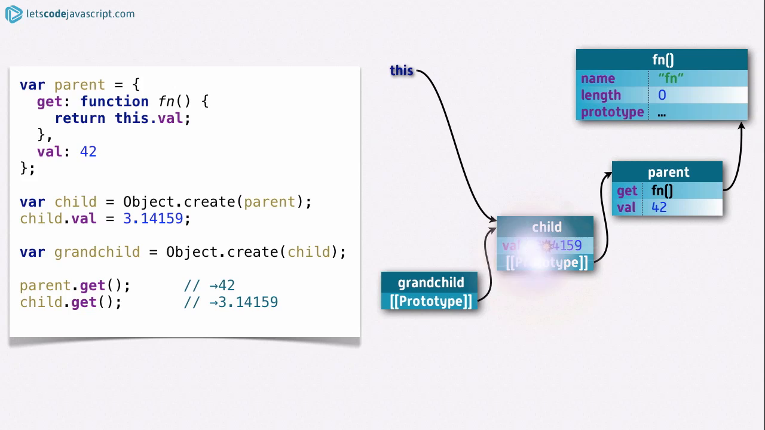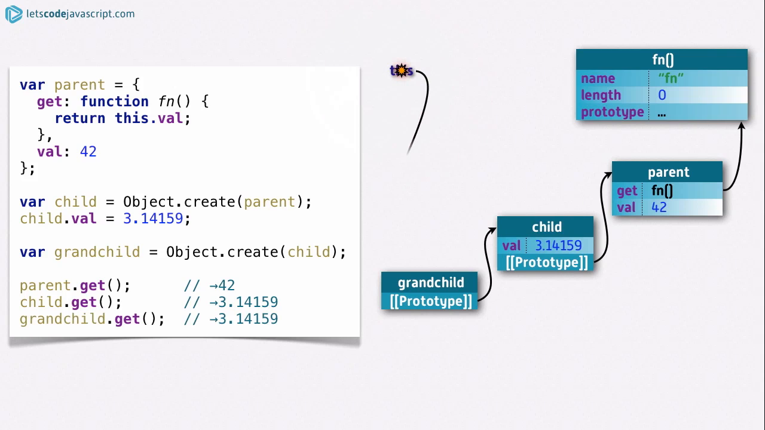JavaScript will go as far up the prototype chain as it needs to go in order to find a property. So if we said grandchild.get, then JavaScript will look for get on the grandchild. It won't find it, so it'll go up to the prototype, look for get on child. It won't find it there, so it'll go up to parent, look for get there, and find it. It'll call the function, try to return this.val. So again, it will go back to grandchild, look for val. It won't find it. It'll go up to the child, look for val, find it there, and return 3.14159.